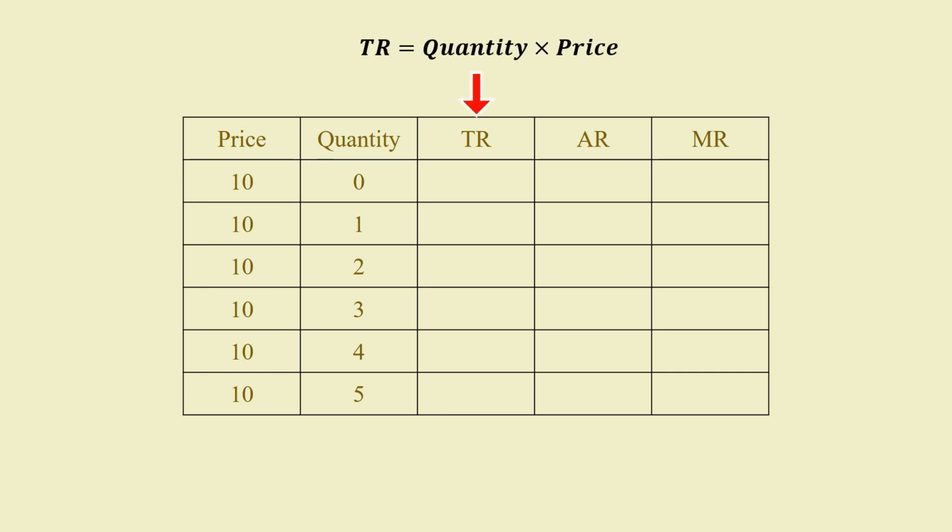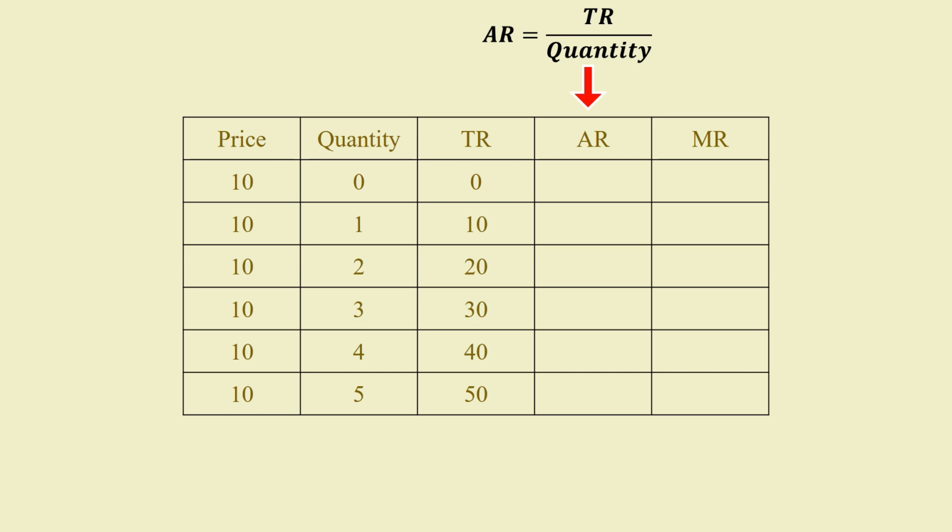Total revenue is quantity times price. Then total revenue for different quantities are 0, 10, 20, 30, 40 and 50. Average revenue is total revenue over quantity. Average revenue cannot be calculated for zero quantity. Hence, we put a dash there. Average revenue for other outputs are 10, 10, 10, 10 and 10.